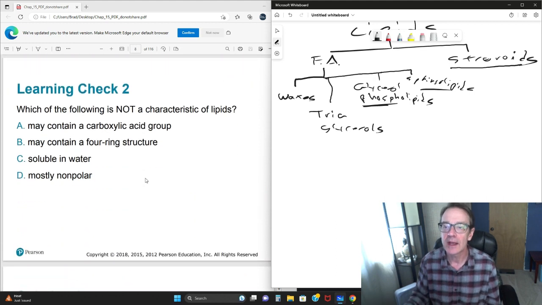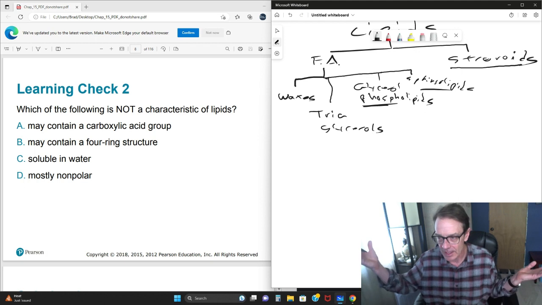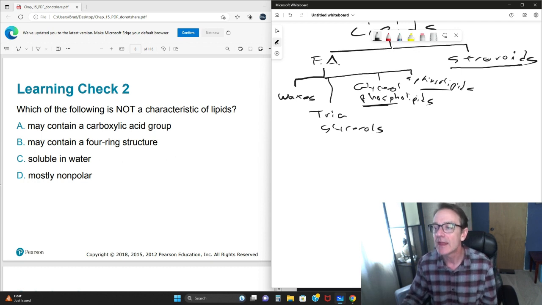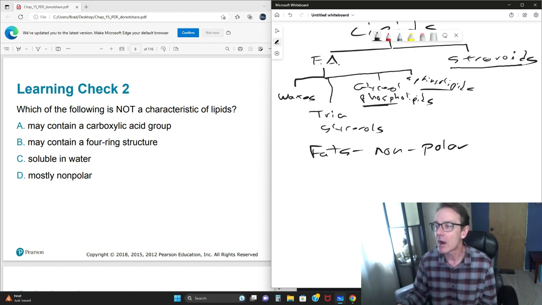And which would not be a characteristic of lipid? May contain carboxylic acid, we've already established that it can be. 4-ring structure in steroids, soluble in water, and mostly nonpolar. So another characteristic of fats, and you'll see this if you try to float a fat, canola oil, cooking oil, in water, it will not dissolve in the water, it will float on the surface. So that means that fats are non-polar. Okay, if they were polar, they would dissolve in the polar solvent that is water. So they are non-polar.